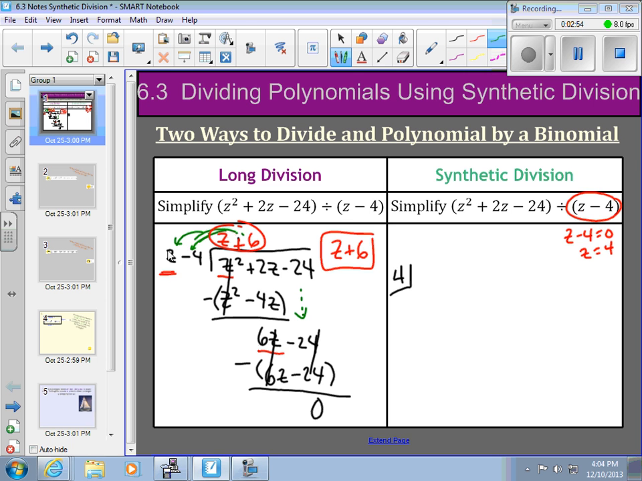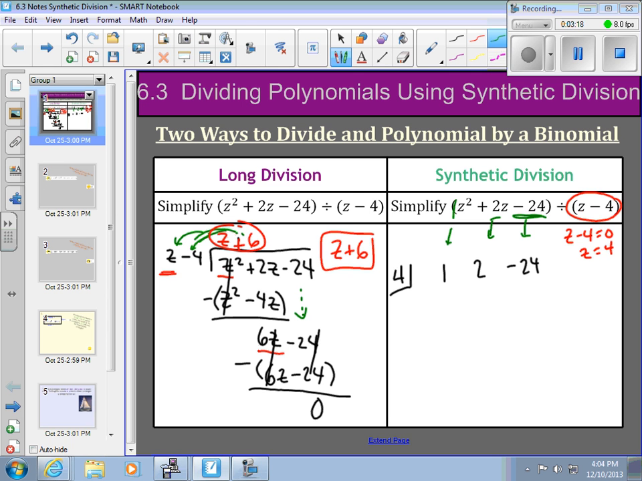Then you're going to take all the coefficients. Coefficients mean the numbers in front of these variables up on top. So we're going to take the number 1, because there's a 1 in front of the z squared, 2, and negative 24, and write those numbers out after this. So we got 1, 2, and negative 24. Those are the numbers that we got just from right up here. So we're just going to use those numbers.